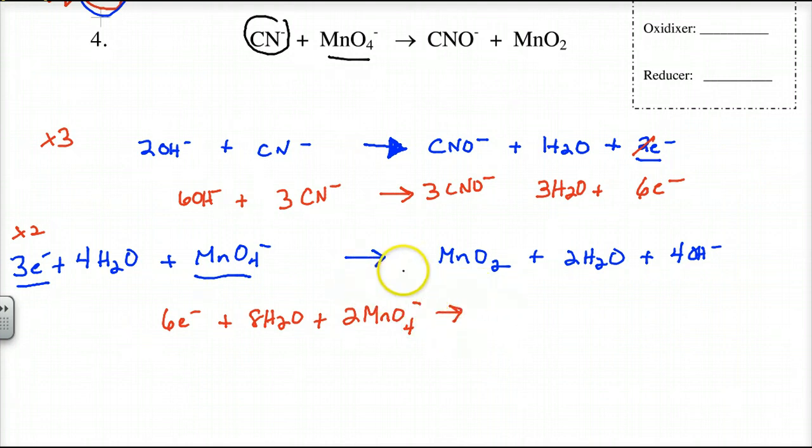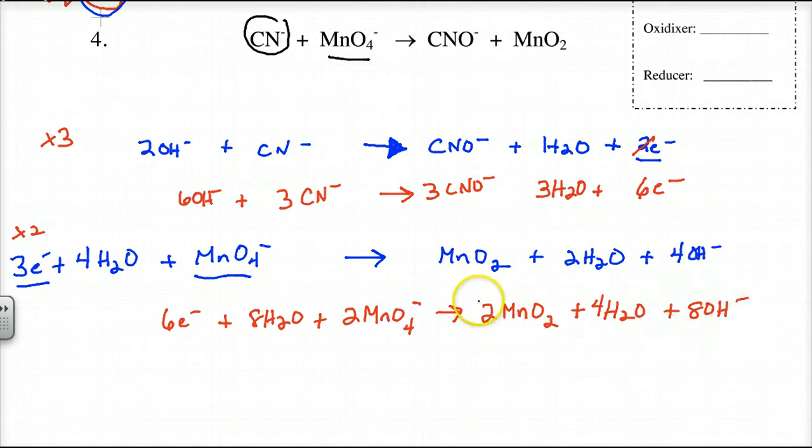Okay, and then we have 2 times the manganese dioxide. 2 times 2 is 4 waters, plus 8 hydroxides. All right, if I did that right, I'm just checking. And I did that right. So that is by looking at those two. And now I'm going to get rid of some other stuff here.